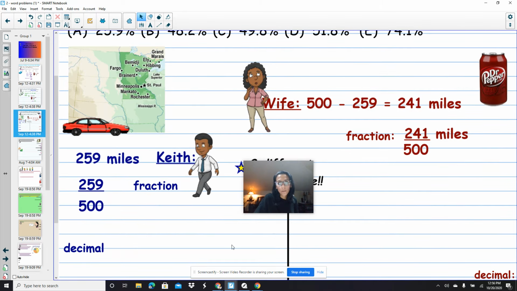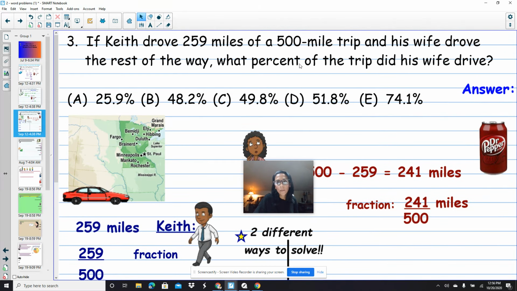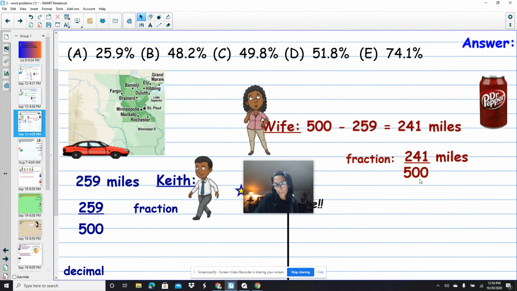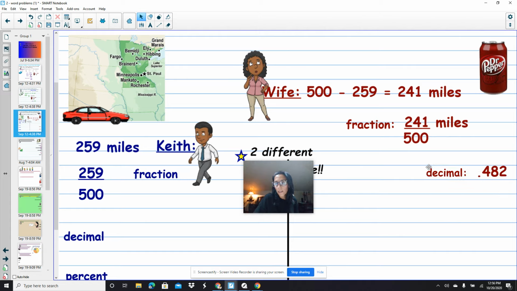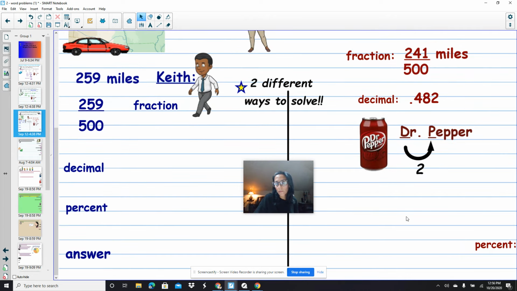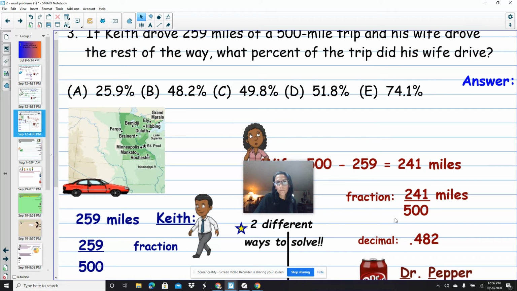Obviously, the remaining part is what his wife drove. Okay. So what percent of the trip did his wife drive? Well, 241 out of the 500 miles is the fraction. The decimal is we divide down, right? And then to convert it to a percent, we multiply by 100 and move the decimal point two places to the right, and we get 48.2%.